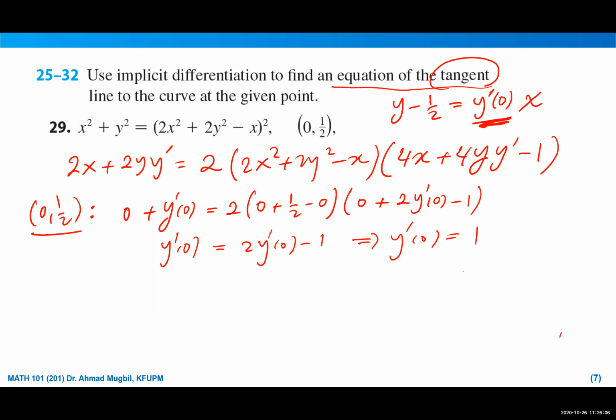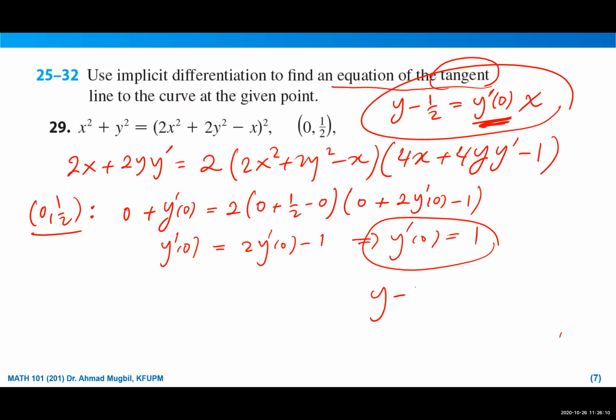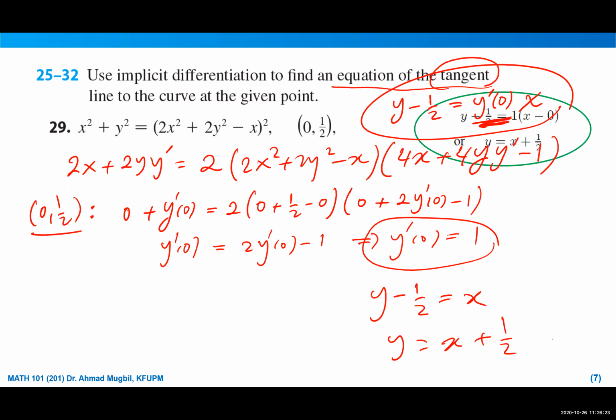Am I right? So now what will be the equation of that line? It will be y minus a half equals 1 times x minus 0, which is x. And you can, of course, write it as y equals x plus a half. Check that answer. It is there. Is that clear? So be smart to save your time when you're solving a question like this.